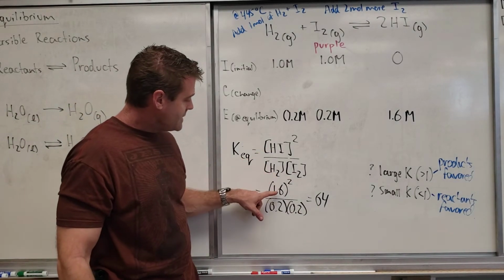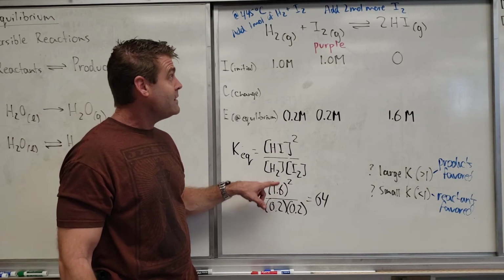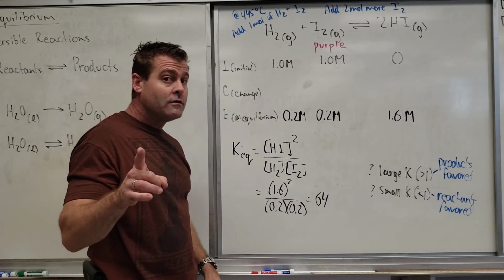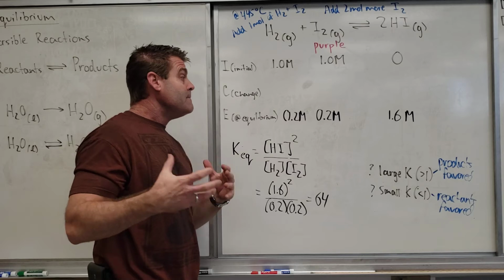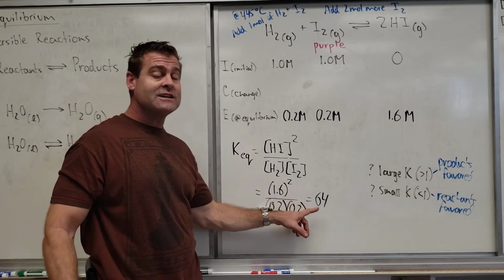These values aren't going to be the same. It's not going to be 1.6, 0.2, but what's going to be the same? Not the values, not the amount or the concentration of reactants and products, but the ratio. That's what they found chemically. The ratio of products to reactants is going to be the same. So it's still going to be 64.